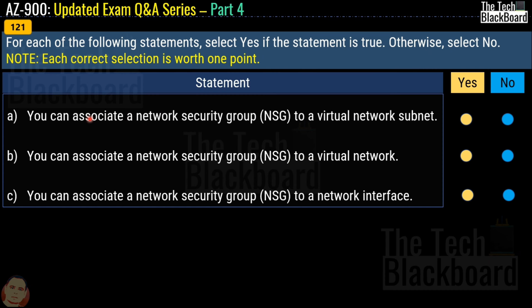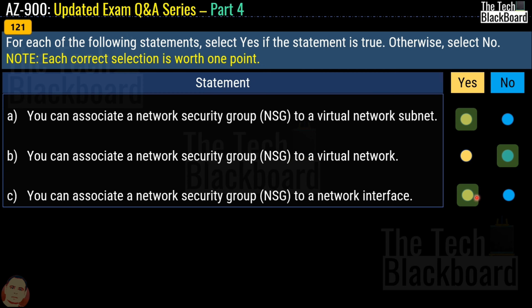So the first statement says that you can associate a network security group to a virtual network subnet. And the correct answer for this statement is yes. Moving on with the second statement, this one says that you can associate a network security group to a virtual network. The correct answer for this statement is no. And now let's move to statement number 3. It says that you can associate a network security group to a network interface. The correct answer for this statement is yes.